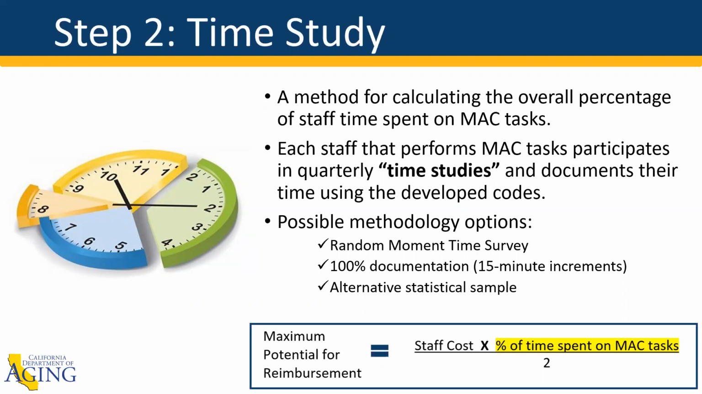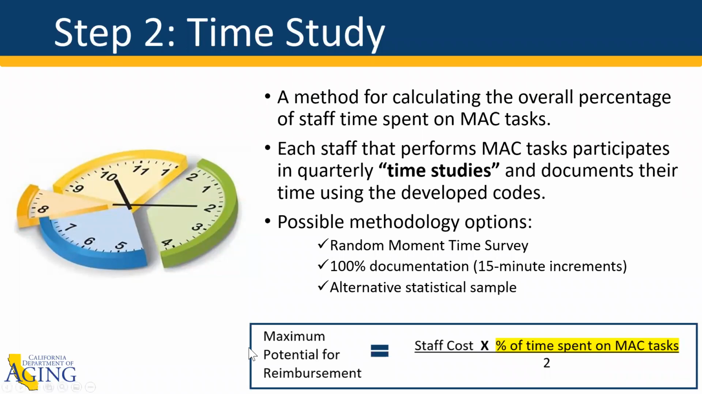So whatever methodology we decide, we just need to make sure that our proposal is statistically valid and accurately extracts the amount of time spent on MAC tasks. At the same time, we want to make sure the process is not overly burdensome on the ADRCs. So again, once we get to this phase, we'll be sure to seek input from the ADRCs to make sure that everything is feasible.